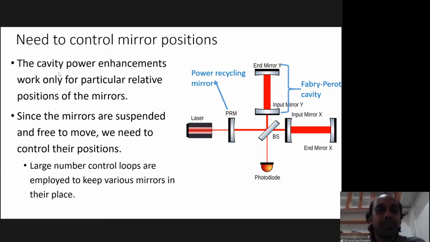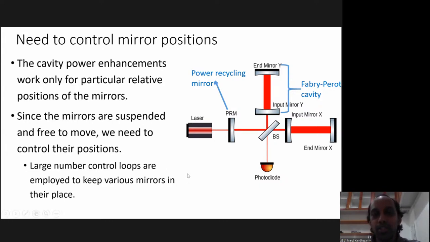So at this point, we need to control these mirrors so that the mirrors are free, but to have these enhancements from the power recycling and Fabry-Perot cavities, the mirror positions have to be fixed with respect to each other. That means we need to control these mirrors to keep them in their positions. So there is a large number of control loops that has to be running. Even though in this picture I am showing six mirrors, in the actual interferometer the number of mirrors is pretty large.